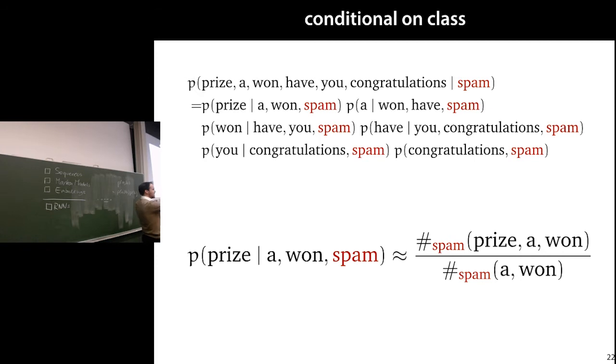So you collect all your spam emails. You estimate these frequencies. You get an estimate for the probability of your sentence. Then you look at all your ham emails, you estimate the frequencies, you estimate the probability of the sentence under that data. Then you look at which is higher, multiplied by the class probability, and that gives you a classification.